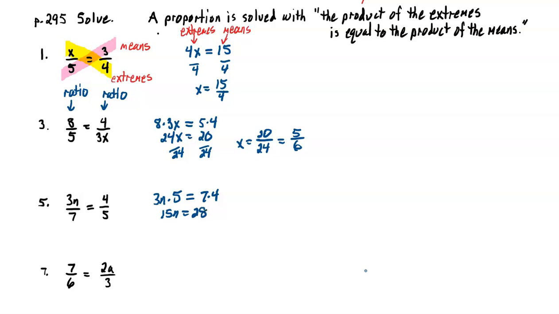Now solve this equation by dividing both sides by 15. And n is equal to 28 over 15. Or you could give a mixed number for that, 1 and 7/15. Or you could even give a decimal for that.